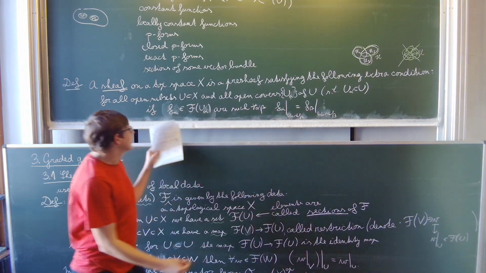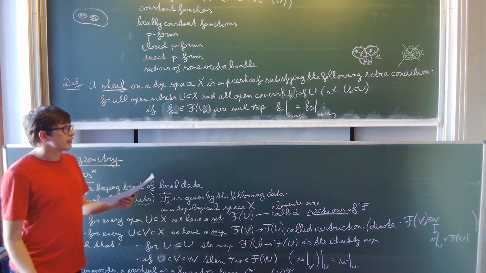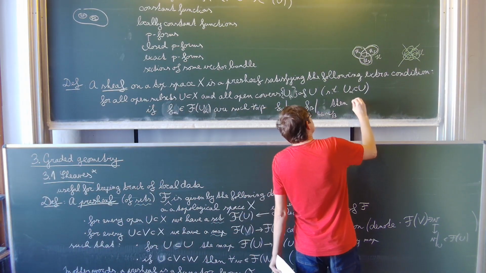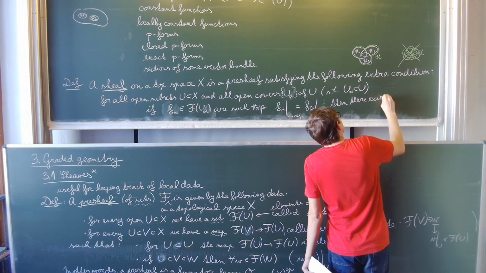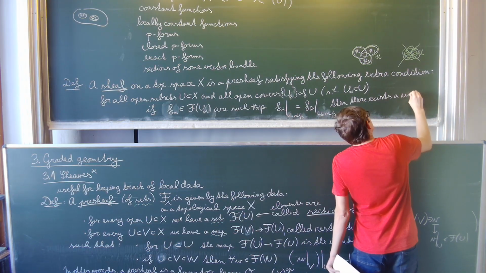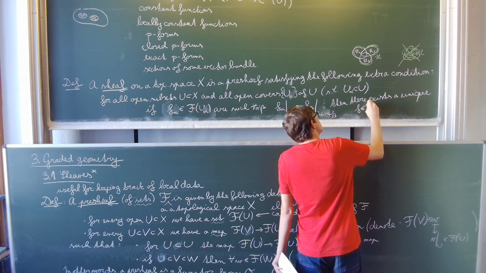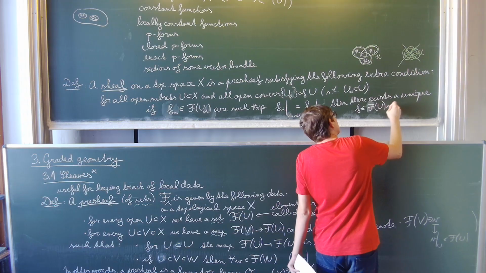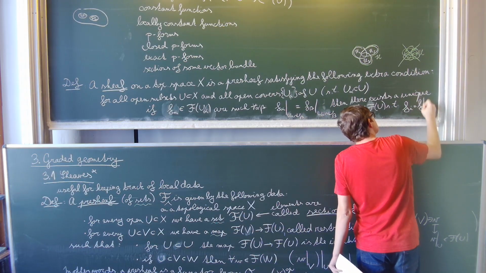So if I have a bunch of sections such that they coincide on intersections, then there exists a unique section F on the whole thing, a section over U, such that the individual guys are simply restrictions.